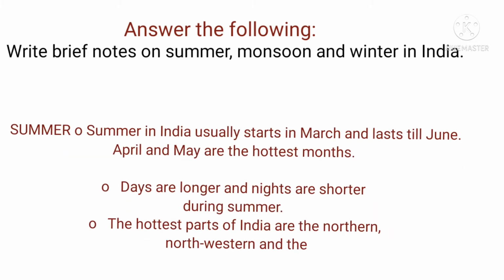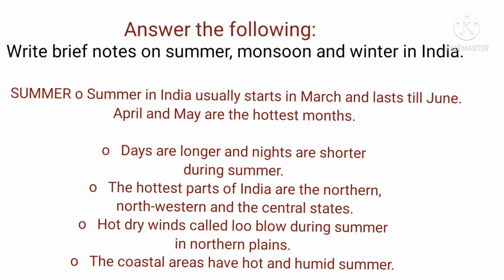First of all, summer. Summer in India usually starts in March and lasts till June. April and May are the hottest months. Days are longer and nights are shorter during summer. The hottest part of India are the northern, northwestern and the central states. Hot dry winds called Lu blow during summer in northern plains. The coastal areas have hot and humid summer.